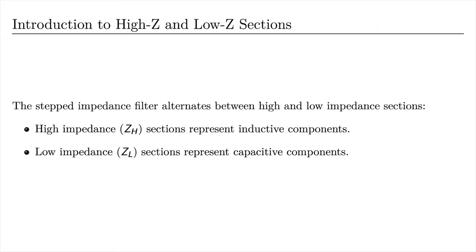A transmission line with characteristic impedance Z0 and length L can be terminated with load impedance ZL. The input impedance Zin at one end can be expressed as Zin equals Z0 times the fraction ZL plus jZ0 times tangent of beta L over Z0 plus jZL times tangent of beta L.